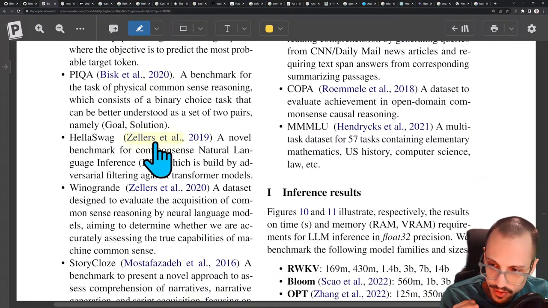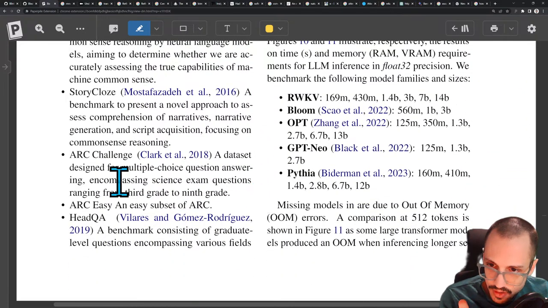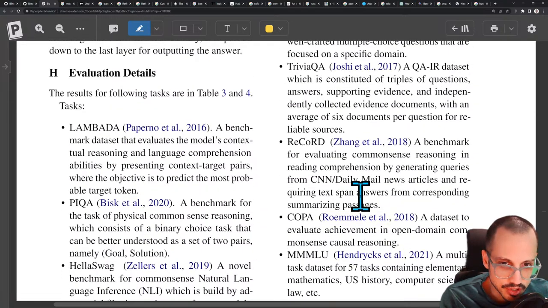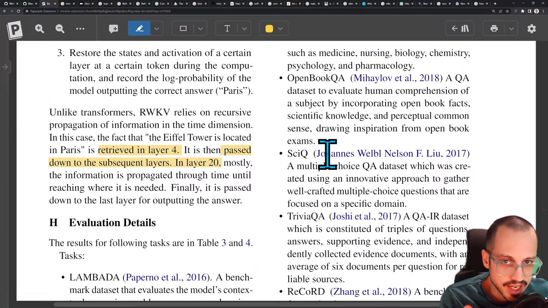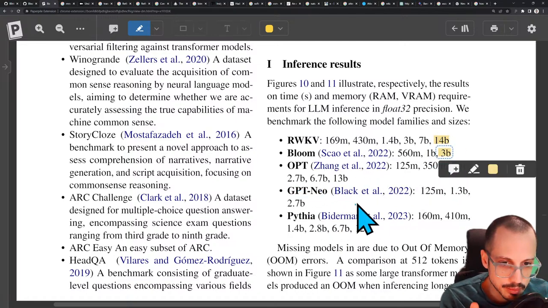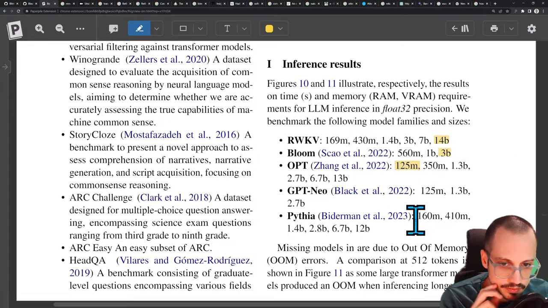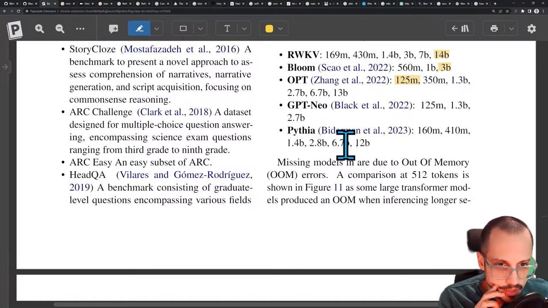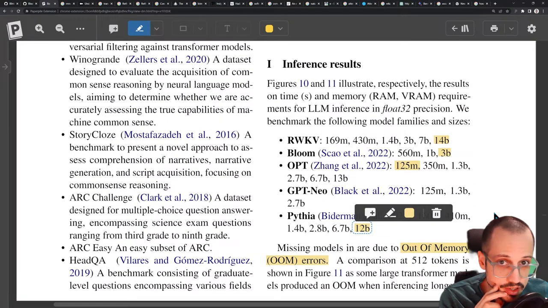I don't know. All right, so here are all the different datasets that they use: ARC Easy, HeadQA, MMLU, ReCoRD, SciQ, OpenBookQA. Here you have all the different model sizes that they're using: 14B, 12B, 13B, 3B, 3 billion, 125 million. Missing models are due to out of memory errors. So I think they probably can't fit some of these models on their cards.